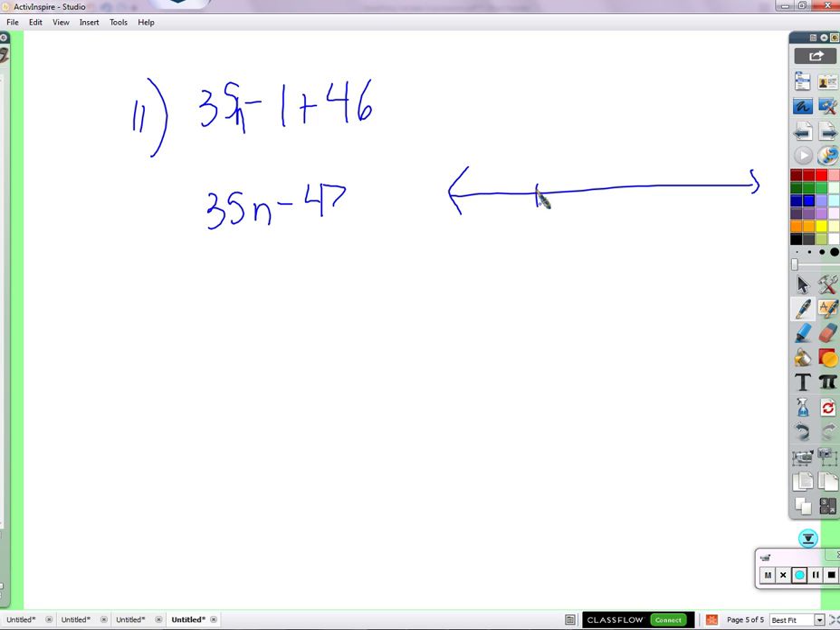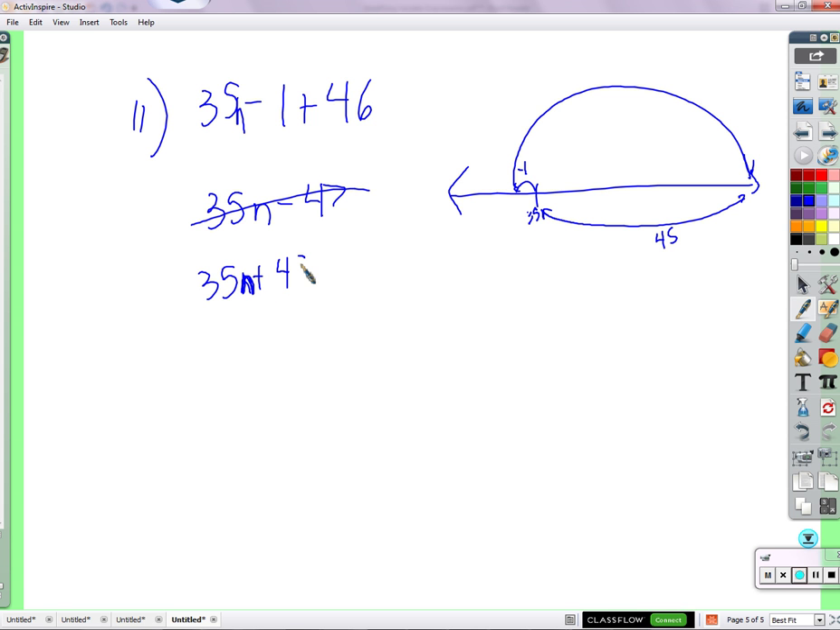I started somewhere and subtracted 1, and then add 46. Adding 46 would take me way out here. This would actually be like 45 to the right of where we started. Where we started was 35n. Now we have 35n plus 45. So remember that we can see this as a minus 1, we can also see it as the number negative 1. Negative 1 plus 46 is positive 45.